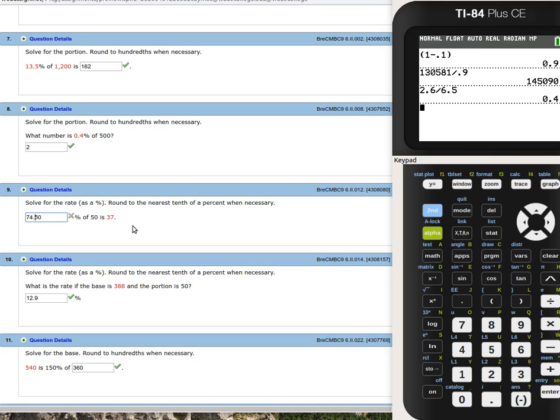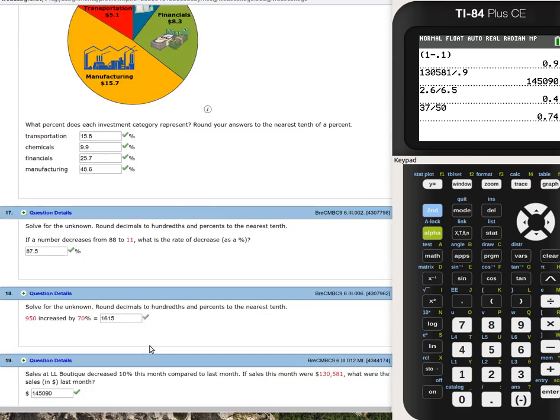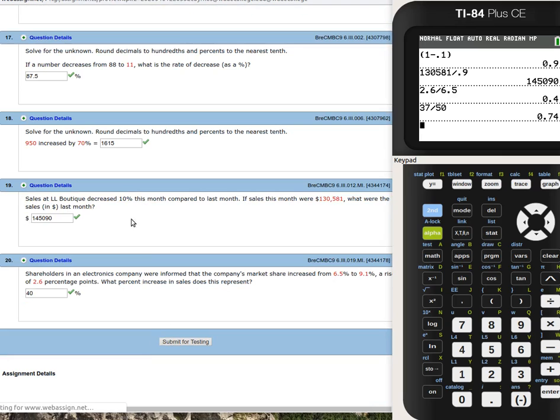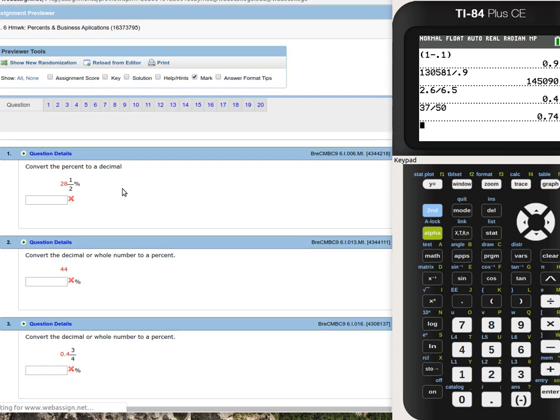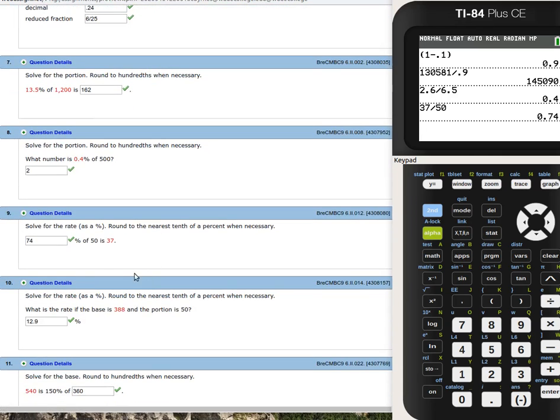It should have been 74.5, is that the one? Because it's talking about something percent of 50 is 37. What is 37 out of 50 as a percent? Should have just been 74%. I don't know how I got those extra numbers. Now let's try that one. Ta-da! Is it gonna work? That was the one, 74%.